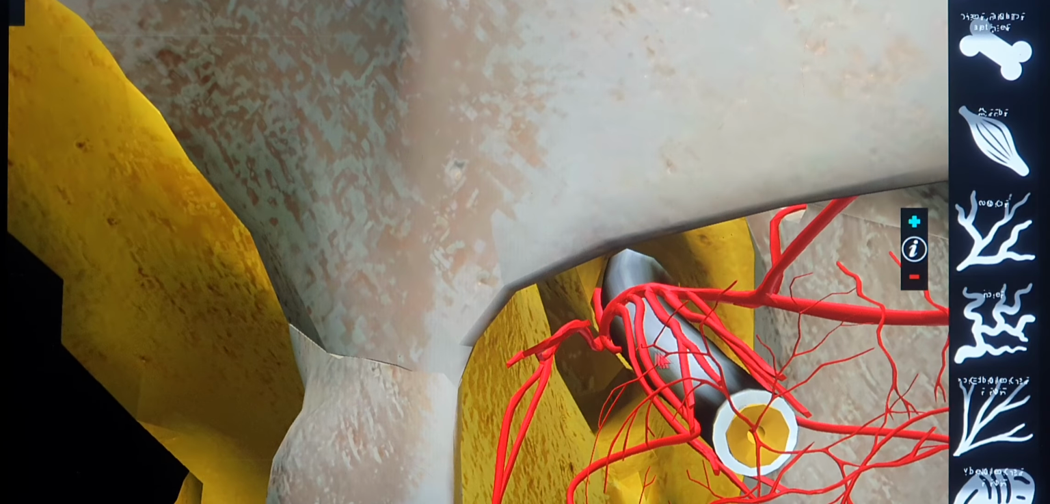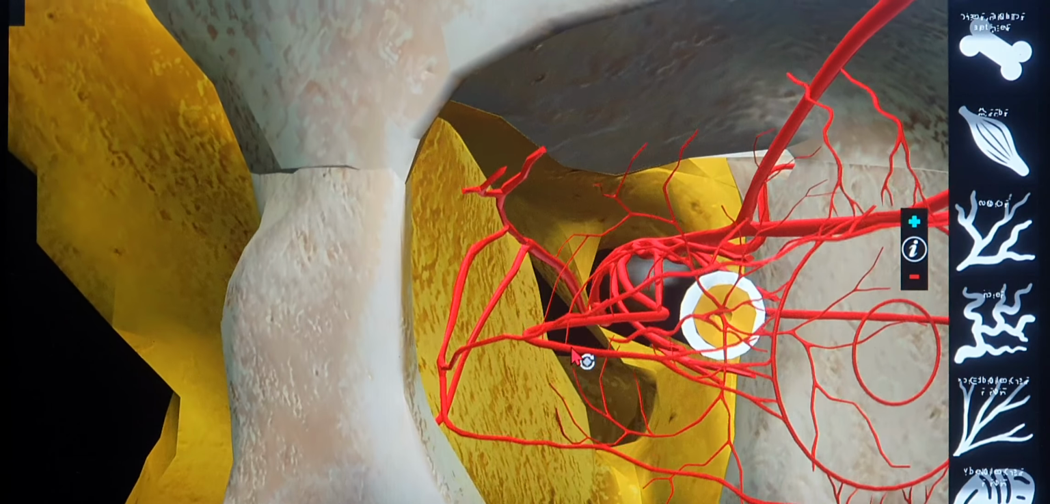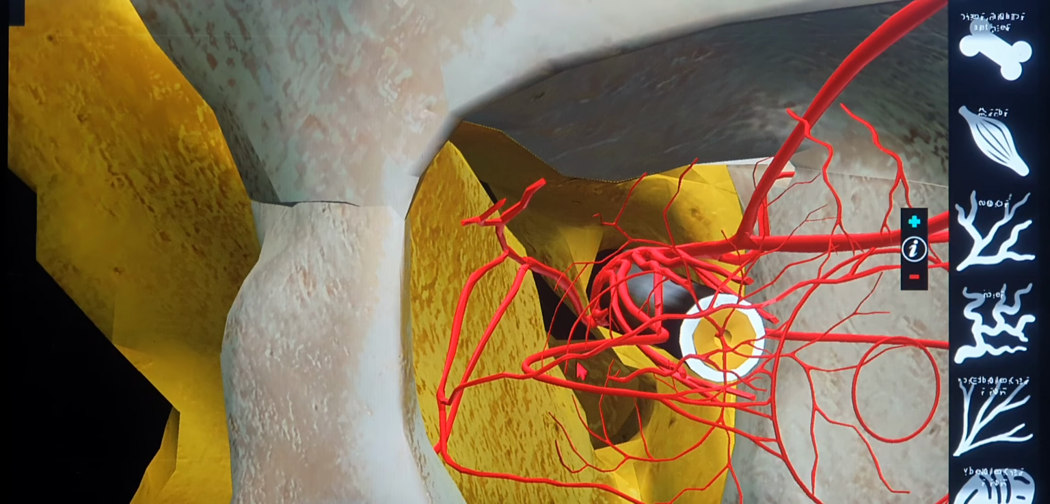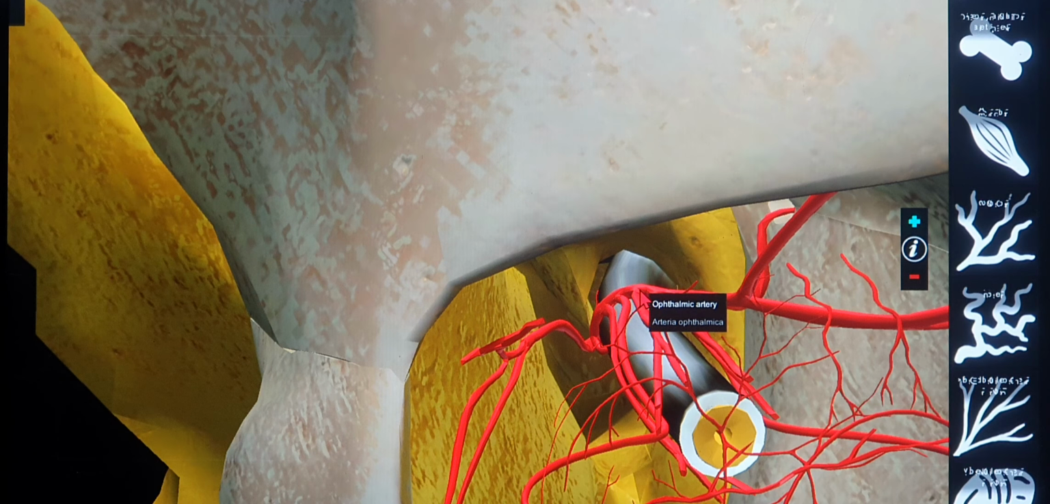As you can see over here, this very same ophthalmic artery is taking a superior course over the optic nerve. It's no longer inferior lateral. I'm viewing from the orbital surface, the anterior view. So this becomes lateral, this becomes superior, right? This is the ophthalmic artery coursing above the optic nerve, going from the lateral to the medial aspect.